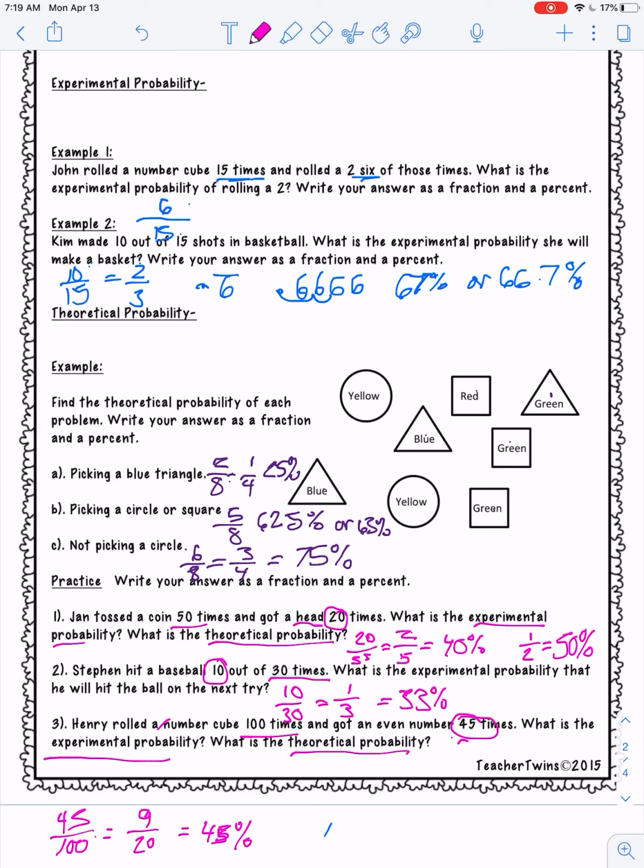Then our theoretical probability, so if we're rolling a number cube, we have 6 possible outcomes, and 3 of those are even numbers. So we have a probability of 1/2, or 50%.